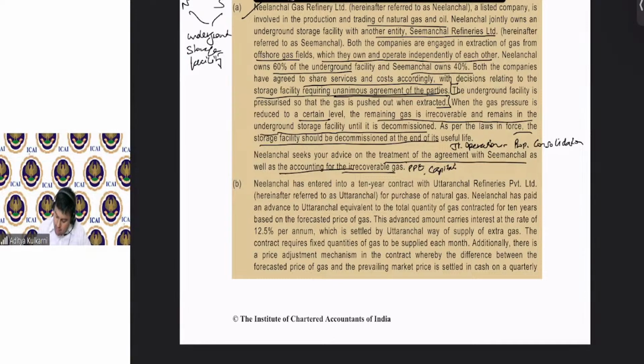Capitalize and depreciate. The gas is basically bringing your facility to a ready-to-use condition. That is why it becomes property, plant, and equipment.